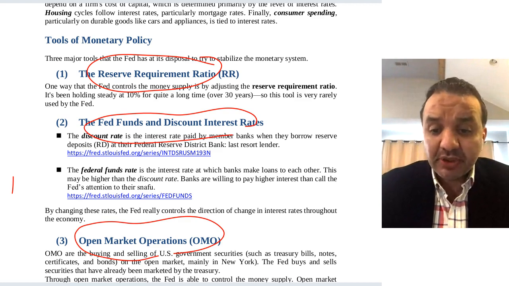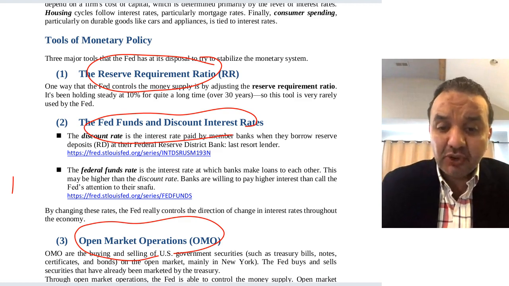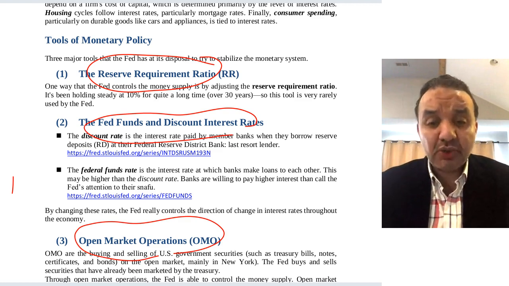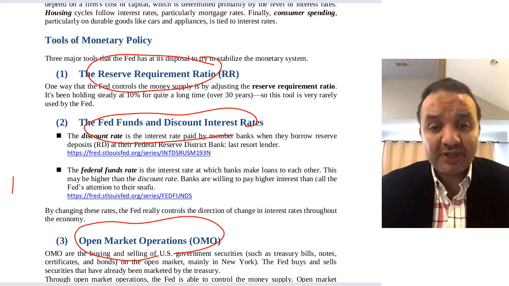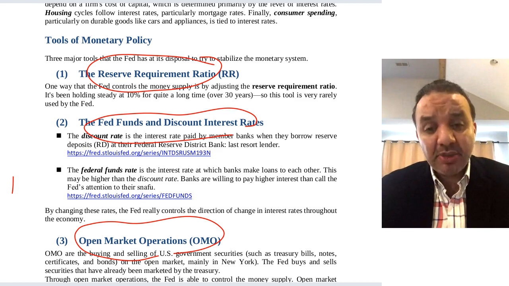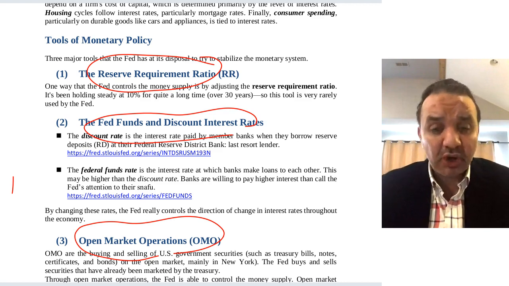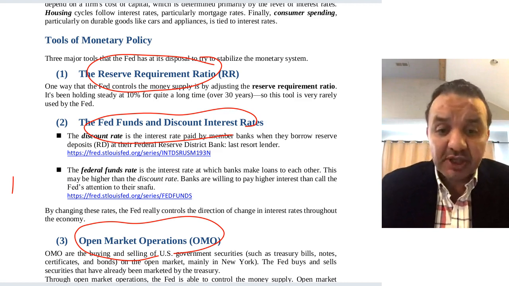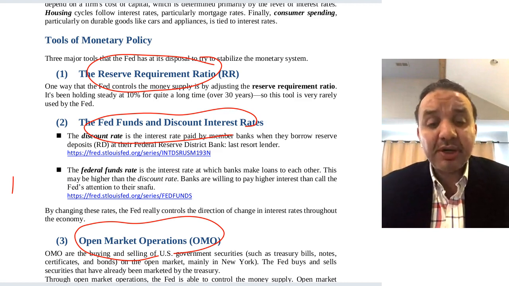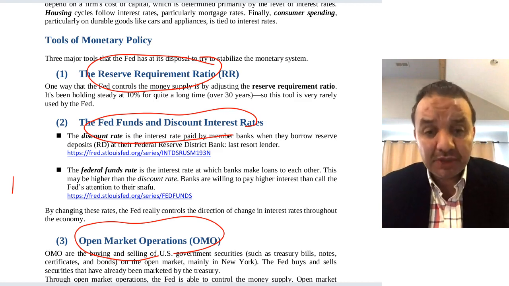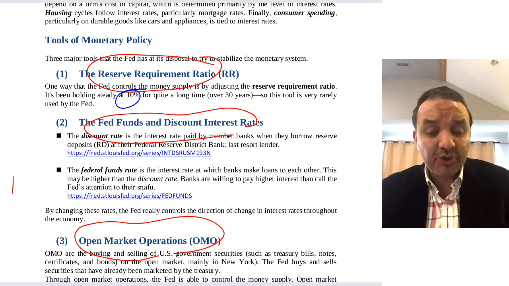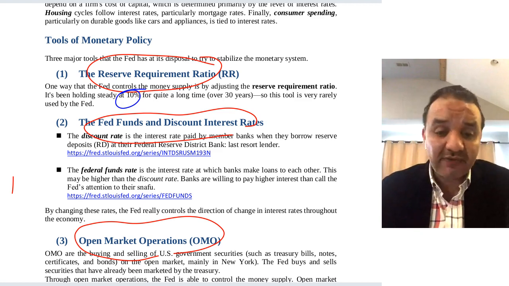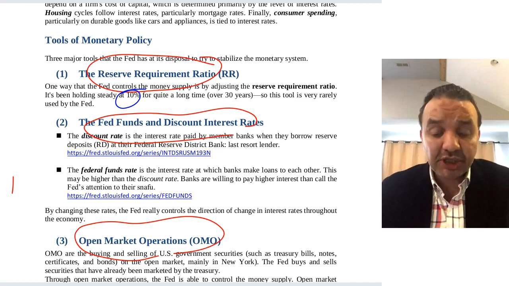So the reserve requirement ratio, I said in a previous video, is the minimum percentage the bank has to keep out of any new incoming deposits as a reserve, and the bank can lend the remaining percentage. It's usually between 10 to 20%. What I mean by tool is that the federal bank can adjust this percentage. For example, if it's 10% right now, the bank can make it 8%, 5%, 20%, or even 50%. So the federal bank can change such a requirement according to the state of the economy.